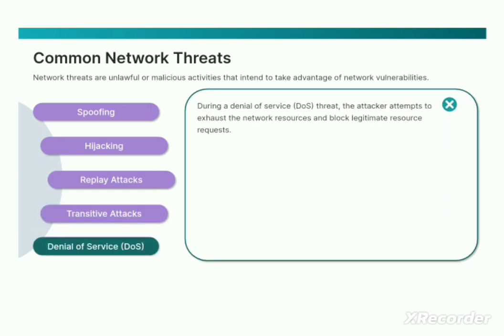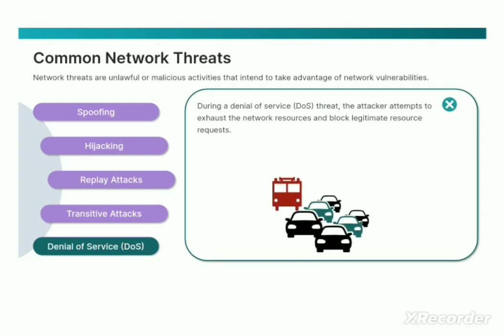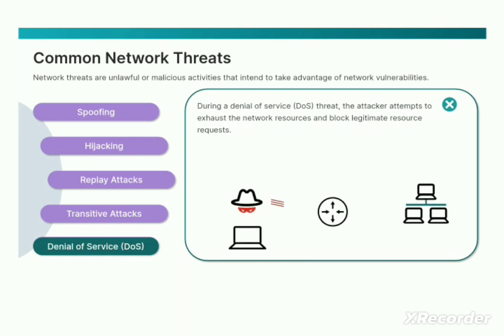During a denial of service, DOS, threat, the attacker attempts to exhaust the network resources and block legitimate resource requests. This is like a traffic jam on a highway that blocks emergency vehicles from access. An example of a DOS attack is when an attacker attempts to exhaust the network resources by using botnets. If the attack is successful, resources become unavailable and legitimate users are denied access. Click the botnet icon for more information.